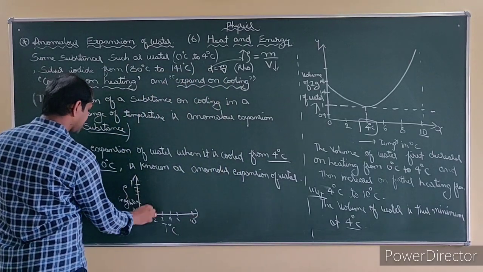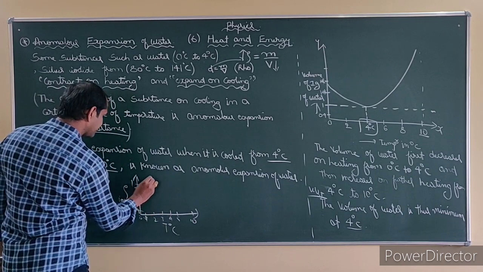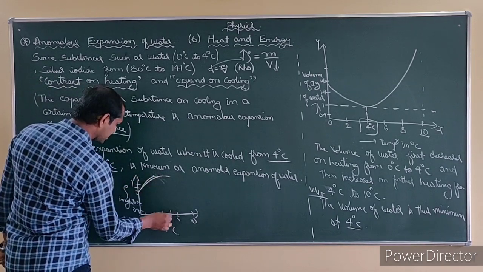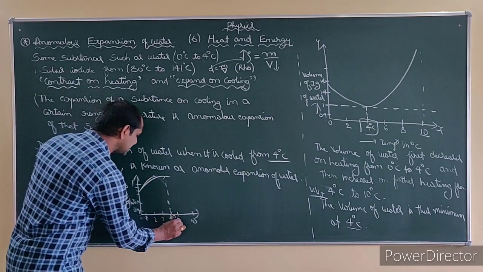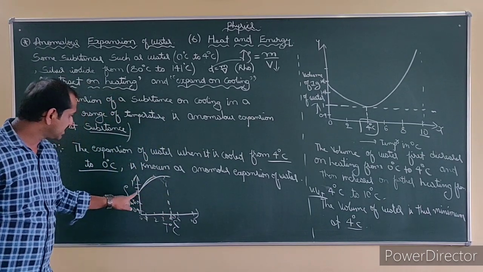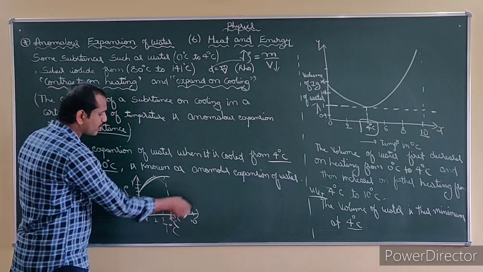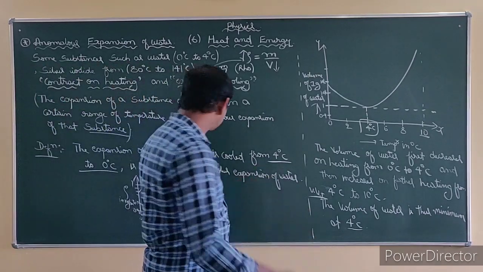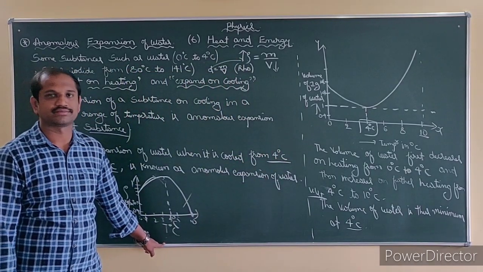See here, when you take 1 gram from 0 to 4 degrees, density increases. Till 4 degrees Celsius. I am not plotting it neatly; when you plot, you will get it. From 0 to 4 degrees, density is increasing upward. Then what happens after that? When volume is increasing, density is decreasing.